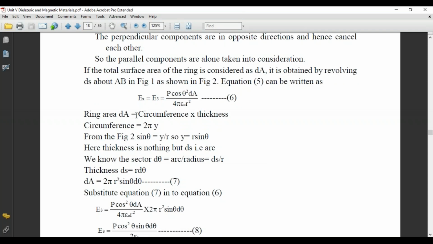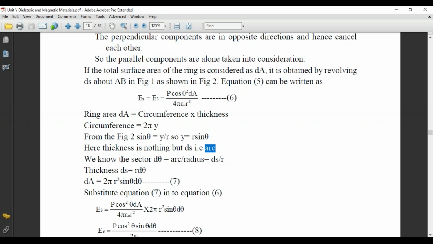Now we want to find the ring area. How to find it? Ring area is equal to circumference into thickness. The circumference equals 2 pi y, from figure 2. From figure 2, sin theta equals y by r, so y equals r sin theta. Hence the thickness is nothing but ds, the surface element of the semicircle.